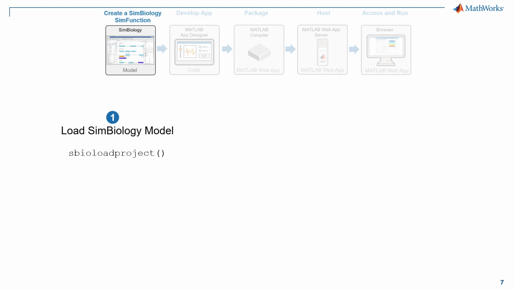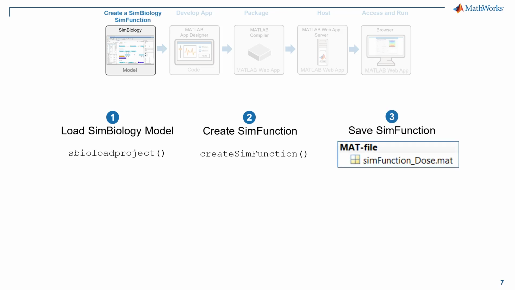And for this, you will need to write a couple of lines of code to first load the project or load the model with sbioloadproject. Then you will need to create a sim function. There is a dedicated method called createSimFunction for that. And then you would save it into a MAT file. That is a MATLAB specific format that can contain anything in the MATLAB workspace, including a sim function.